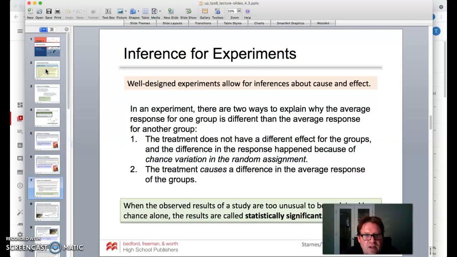All right, let's talk about inference for experiments. Well-designed experiments allow for inferences about cause and effect. In an experiment, there are two ways to explain why the average response for one group is different than the average response for another. The treatment does not have a different effect for the groups, and the difference in the response just might be chance variation in the random assignment. That could be. Or the treatment causes a difference in the average response of the groups. When the observed results of a study are too unusual to be explained by chance alone, results are called statistically significant. We have to see how that works here.